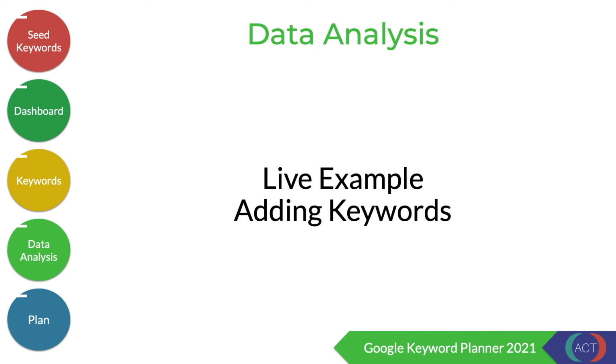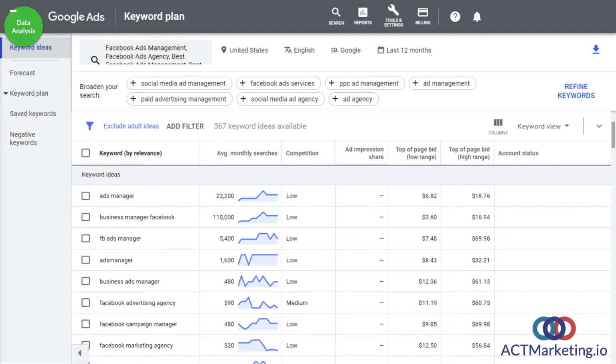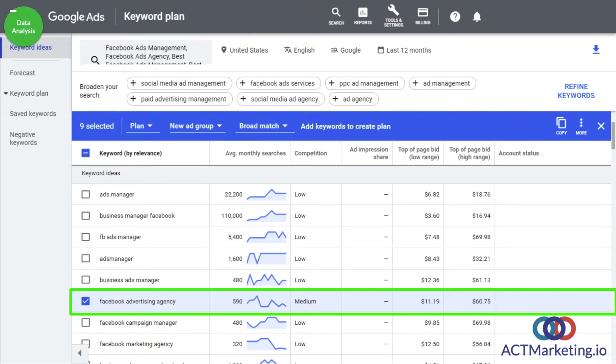So let's go ahead and analyze these keywords, do some real data analysis here, and figure out what keywords make sense for our Facebook ads agency. Of course, this is just an example. It'll be different for whatever your product, service, or business is. So what I like to do is scroll through the list of keywords and look for ways to group them together. So in this particular instance, I'm just going to scroll through and look for everything related to Facebook advertising agency.